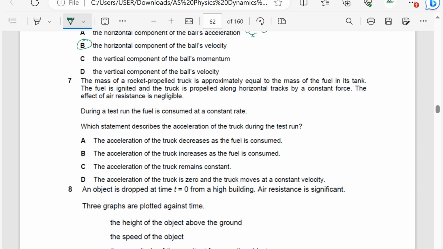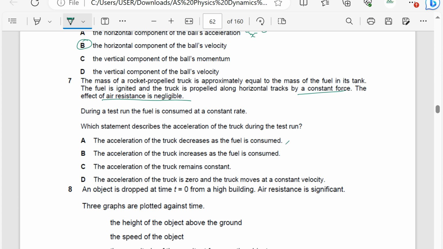The mass of a rocket-propelled truck is approximately equal to the mass of the fuel in its tank. The fuel is ignited and the truck is propelled along horizontal tracks by a constant force. The effect of air resistance is negligible, so the acceleration is constant. During a test run, the fuel is consumed at a constant rate. Which statement describes the acceleration of the truck during the test run? A. The acceleration of the truck decreases as the fuel is consumed.